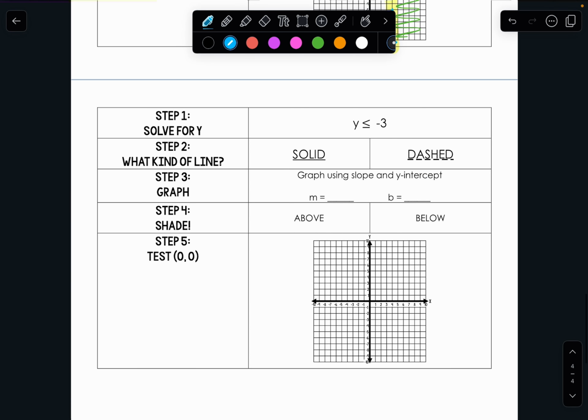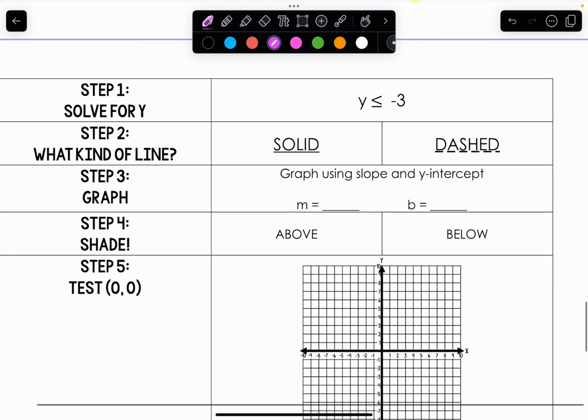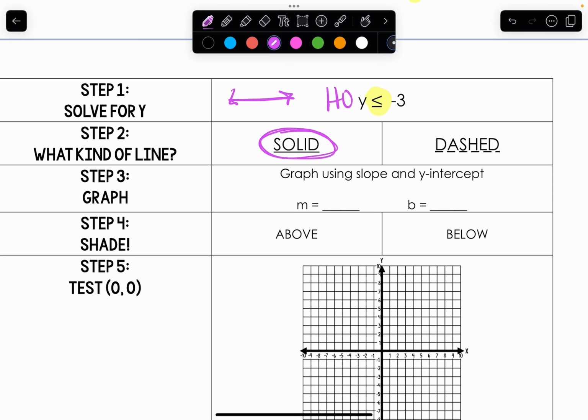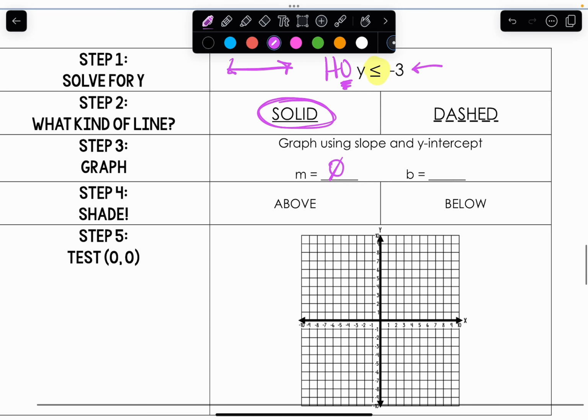Last example. Once again, we only have one variable present. There is a y in HOY, letting us know that we are going to be graphing a horizontal line. This one is underlined, so it's going to be a solid line. The slope of a horizontal line is 0 because the O looks like a 0. And we're going to go ahead and plot a point where y is -3. Y-axis, go to the -3, put your point there, and draw a horizontal line.